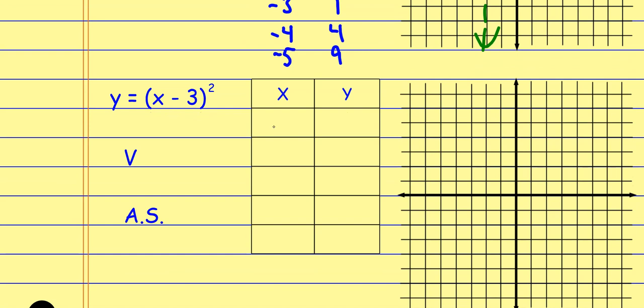If I look at this thing again, I'll probably start off the same way, -2, -1, 0, 1, and 2. And I plug away. -2 minus 3 is a -5. Square that and I get a 25. -1 minus 3 is a -4. Square that and I get a 16. 0 minus 3 is a -3. Square that I get a 9. 1 minus 3 is a -2. Square that I get a 4. 2 minus 3 is a -1. Square that and I get a 1. And let's plot these. -2, 25 is off the graph, so is -1, 16. So I'm going to start with 0, 9.